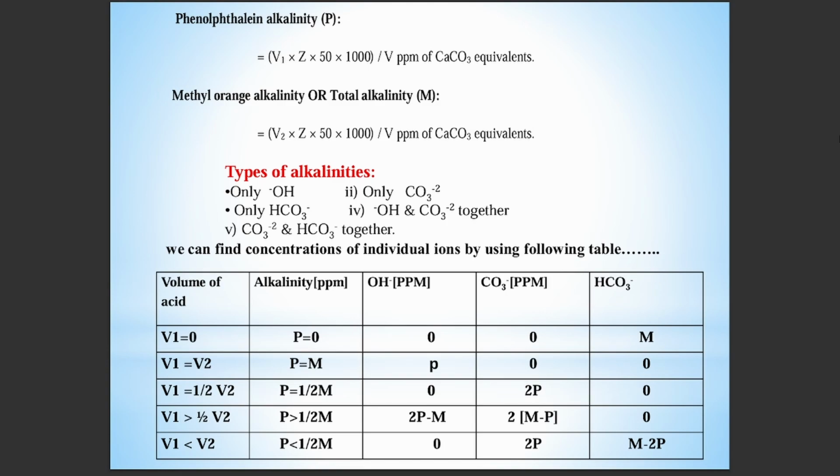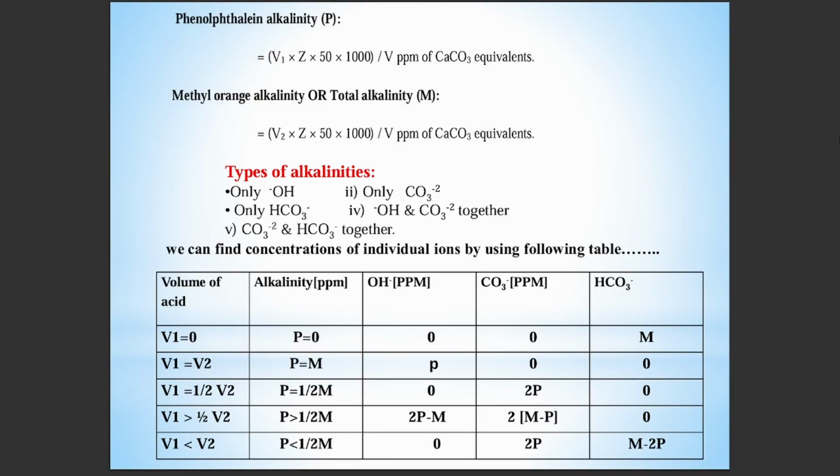OH minus ion and HCO3 minus ion alkalinity do not exist together, because when these two come together, there is a reaction between them and there is a formation of carbonate alkalinity, which is already considered, and therefore that type of alkalinity does not exist together. Once you know the P value and M value, dear friends, you can calculate the individual concentrations of hydroxide alkalinity, carbonate alkalinity, and bicarbonate alkalinity in ppm.